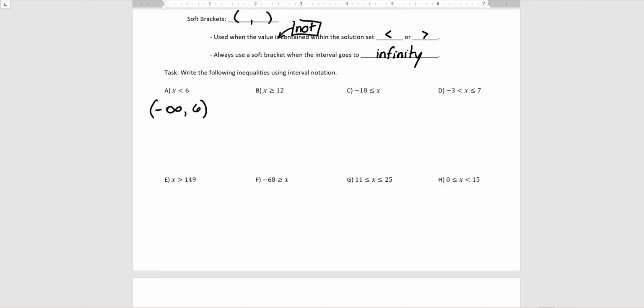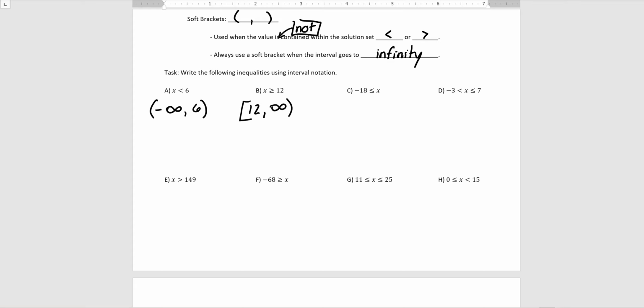All right, looking at letter B, x is greater than or equal to 12. If x is greater than or equal to 12, what's the smallest value x can be? 12. If it's greater than or equal to, that means it can go to the right on that number line, continuing all the way to positive infinity. So now we need our brackets. X is greater than or equal to 12, which means it can equal 12, so 12 is contained within the set. We'll use a hard bracket there. Infinity, of course, always has a soft bracket because you can't contain it.